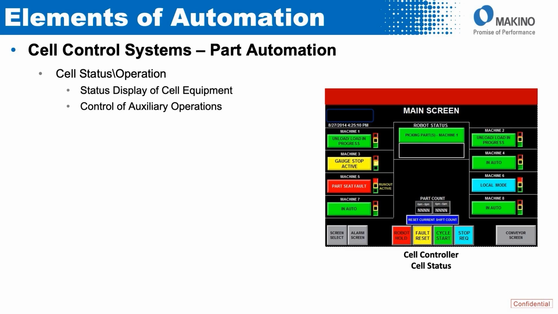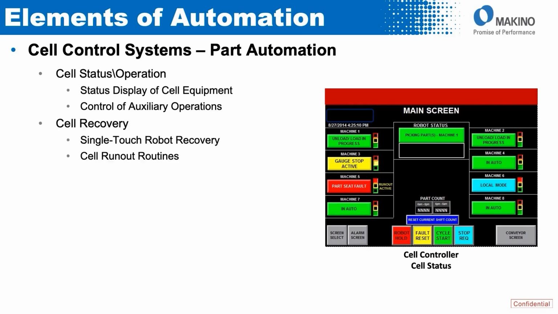So we want to have a place where we can go, similar to the other cell control system, where we can see what the status of the cell is, what the robot's doing, what each one of the machining centers is doing, and then any of the auxiliary equipment. And then the control of those auxiliary operations. So if we're integrating part marking or part wash or deburr, something of that nature, we've been able to incorporate the control of those operations into our cell controller design.